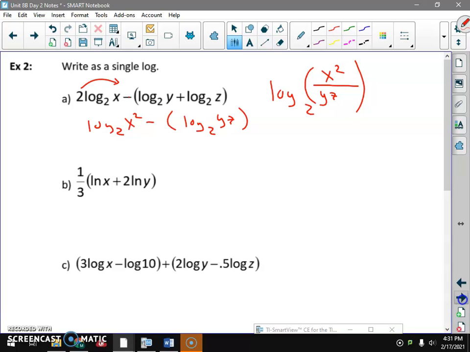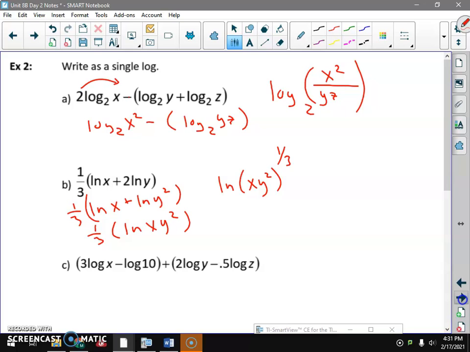All right, let's do it again. 1/3 ln of x plus ln of y squared. 1/3 ln of x y squared. ln of x y squared to the 1/3, also known as the cube root of x y squared.